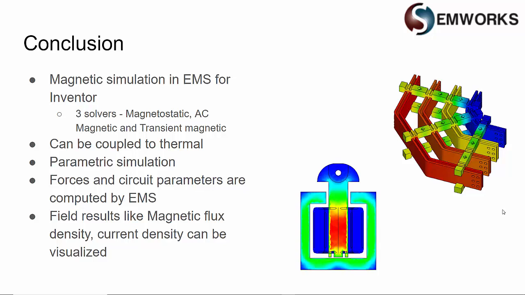We also used what is called a parametric simulation, where a dimension in Inventor can be used as a parameter, and you can study the behavior of the model as you vary the parameter. Using the AC magnetic solver, we solved the busbar problem. We coupled the busbar simulation to a thermal simulation so that we can compute the normal temperature distribution when the busbar is carrying its rated current.